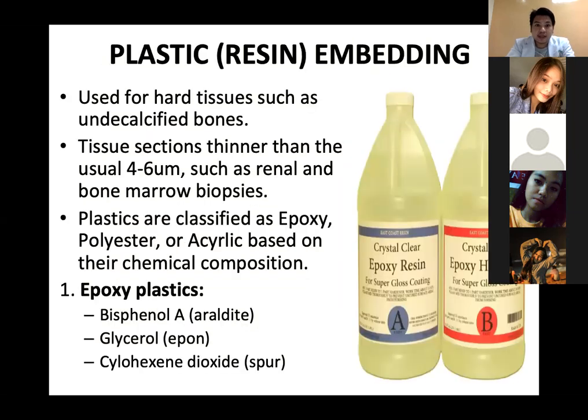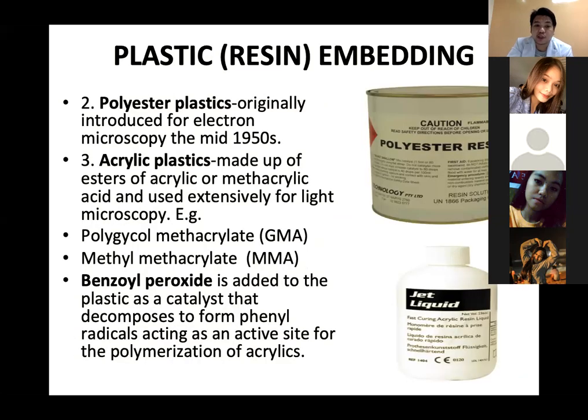Okay? And then we also use plastic or resin for embedding. So resins, class, can be purchased in hardware stores because they are used for furniture making and other construction purposes. Used for hard tissues such as undecalcified bones. Examples are epoxy plastics, polyester, and acrylic plastics. You can purchase these in any hardware store. But we use benzoyl peroxide as an added catalyst if we use plastic resin as embedding medium.